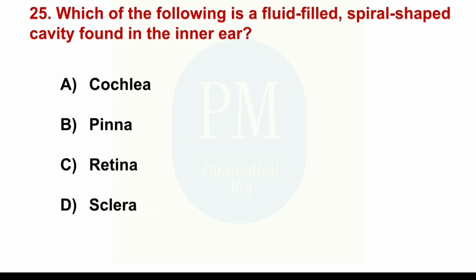Which of the following is a fluid-filled, spiral-shaped cavity found in the inner ear? Option A, cochlea, option B, pinna, option C, retina, option D, sclera. The correct option is option A, cochlea.